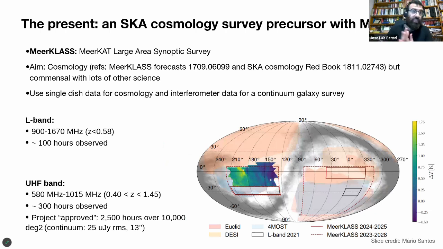MeerKLASS is a small collaboration that is using the MeerKAT telescope in the single-dish mode in order to perform a line intensity mapping survey of the HI line. We have observations in the L band, and these are the detections that we have, around 100 hours observed. We are currently taking observations in the UHF band with a proposal for getting up to 10,000 square degrees, and this is currently the part of the sky that we have been measuring with this UHF signal, but we plan to target these two red squares.